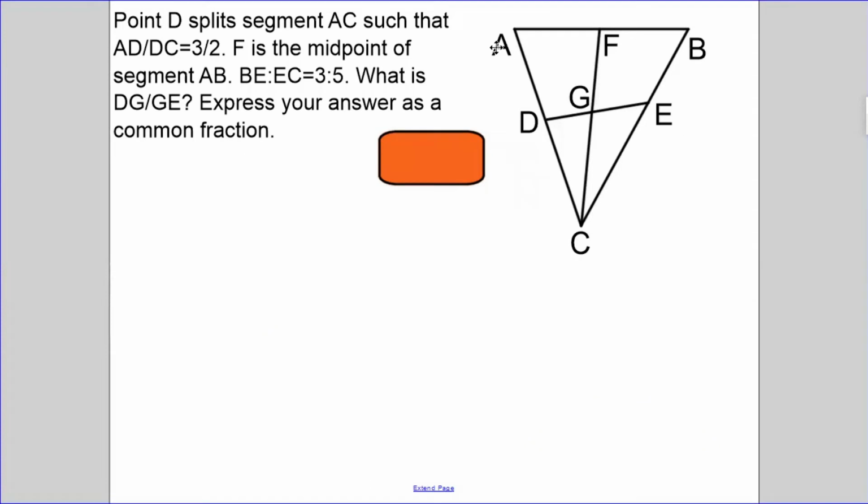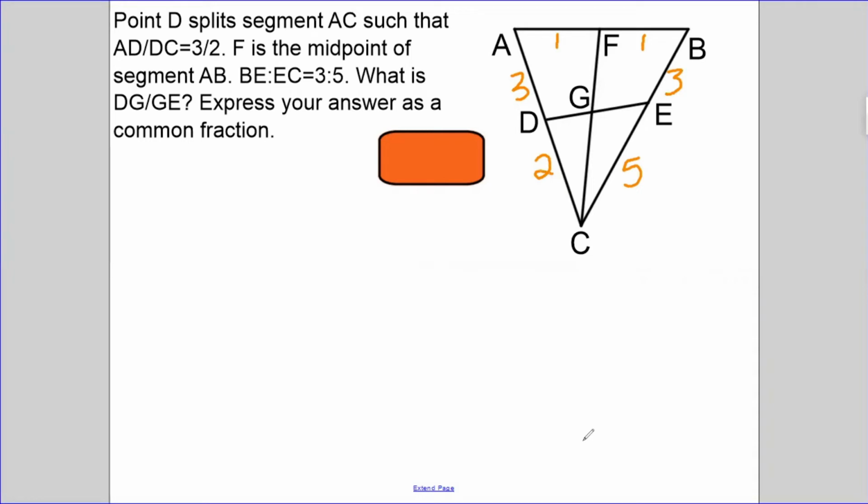Point D splits segment AC into AD to DC in a 3 to 2 ratio. BE to EC is a 3 to 5 ratio. And we're told F is a midpoint, which means CF is a median again, but we can also just think about this as a 1 to 1 ratio. So we instantly have an issue here, and it's the fact that DE is not a cevian, right?